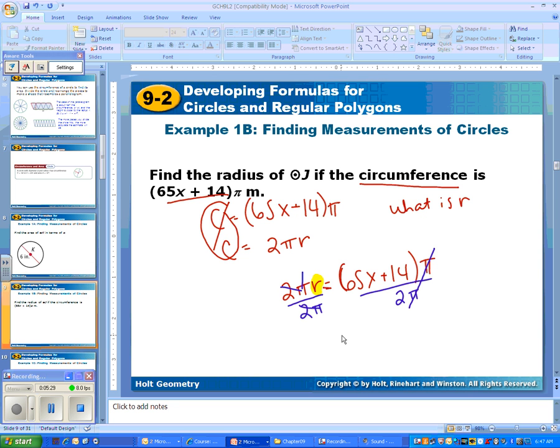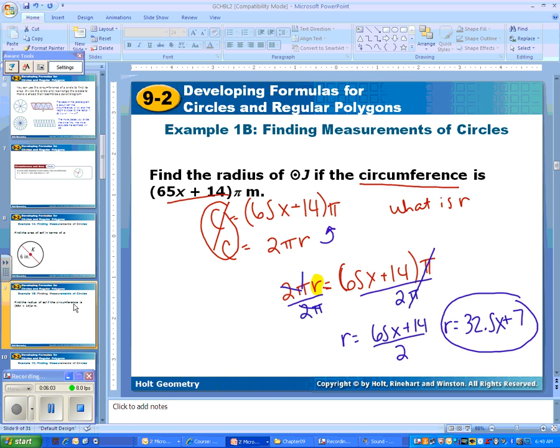So now what you have left is r equals (65x plus 14), all divided by 2. And can you simplify this even more? Of course you can. You could say 65 divided by 2 is 32.5, and 14 divided by 2 is 7. We cannot solve for x. They didn't give us enough information. This is what your radius is. And if you wanted to check it because you're not sure, you'd take your radius and plug it in here, and you should get what this was. All right, so this one is working backwards. I'm telling you what the circumference is. Tell me what the radius is. That's the only dimension of a circle.